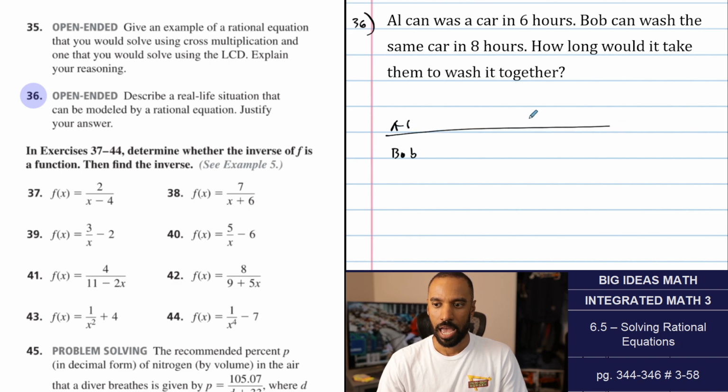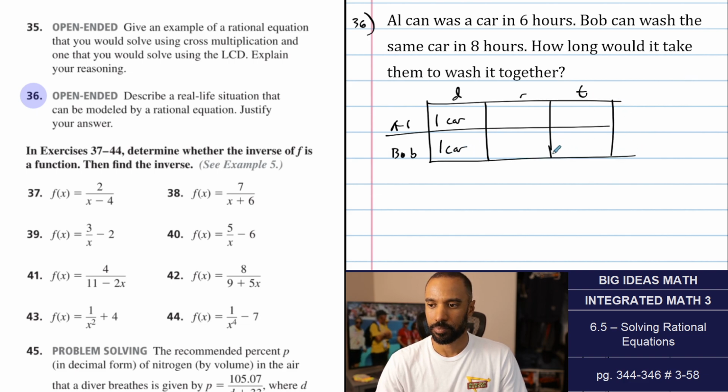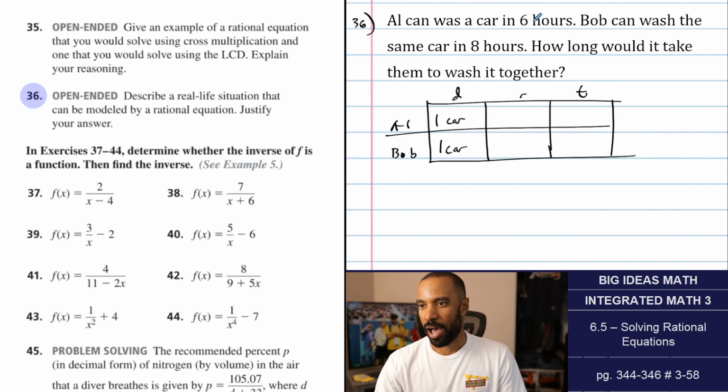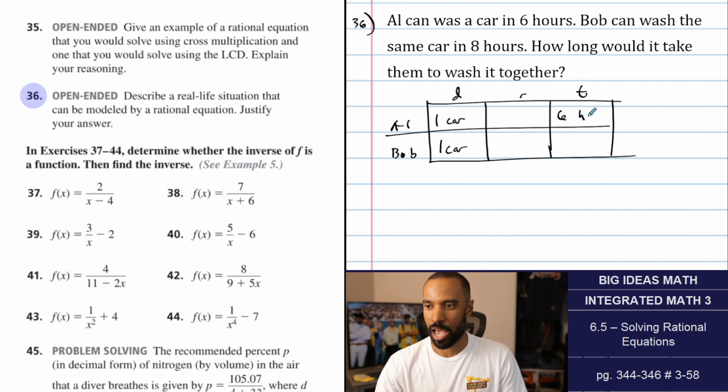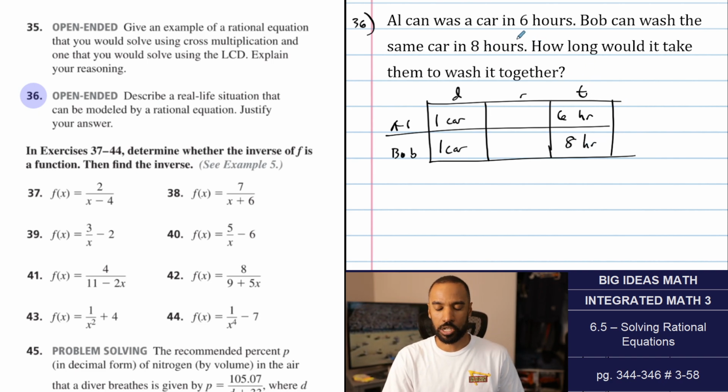We could do how much work we need to get done. So distance, rate, and time. Their distances, they need to wash one car. One car, one car. Their time they take. Al takes 6 hours. Bob takes 8 hours. Again, that's a long time to wash a car. This is just, I should say, wash the kitchen.